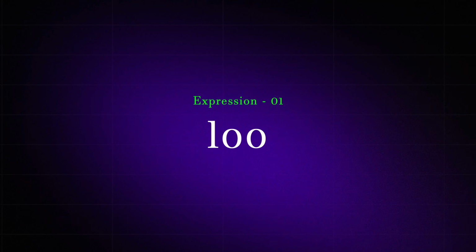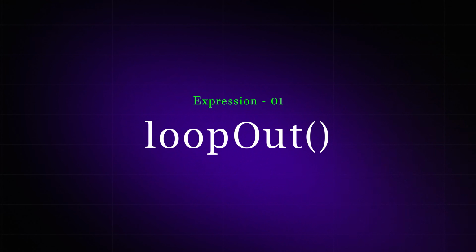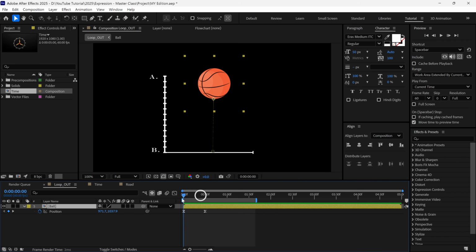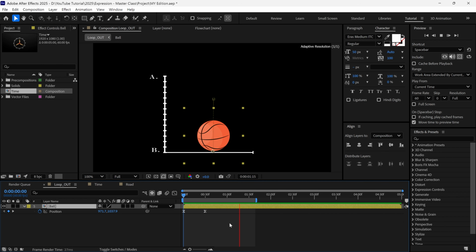All right, let's dive in and start bringing your animations to life. All right, so let's start with the LoopOut expression. As you can see here, we have 2 keyframes in our timeline. This is basically a ball drop animation. The ball drops from point A to point B with natural movement.